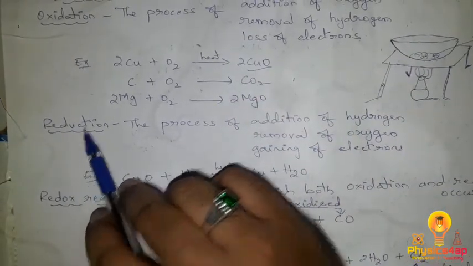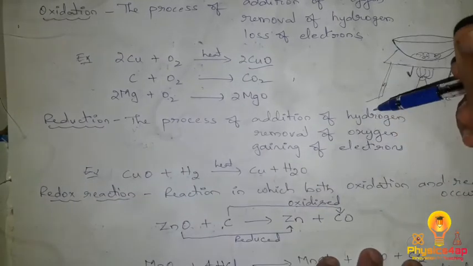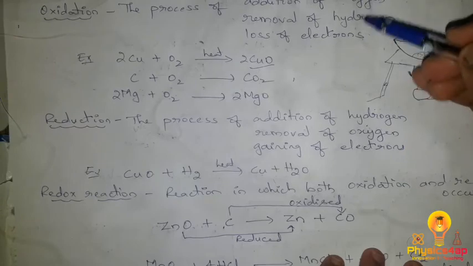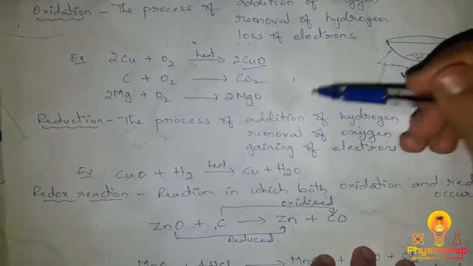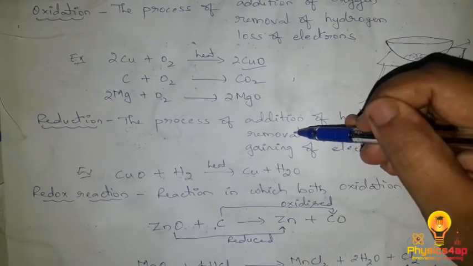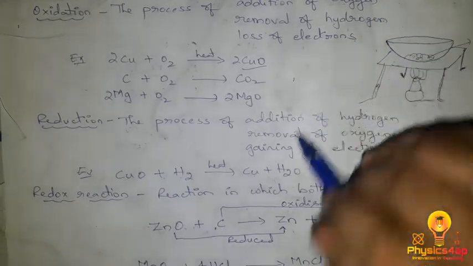The reduction reaction is the process of addition of hydrogen or removal of oxygen or gaining of electrons, which is quite opposite to oxidation. So here hydrogen should be added, or oxygen should be removed, or electrons should be gained.